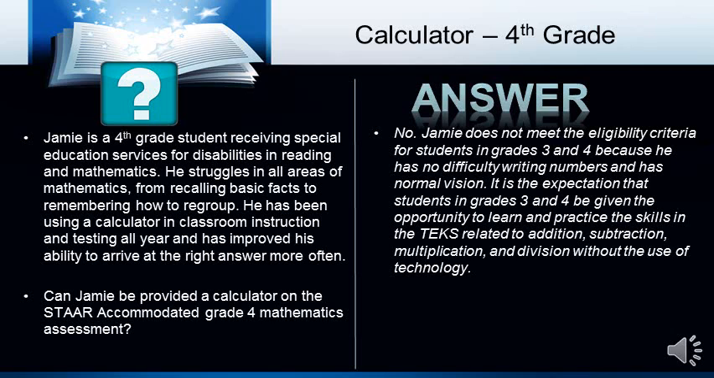The answer is no. Jamie does not meet the eligibility criteria for students in grades 3 and 4 because he has no difficulty writing numbers and has normal vision. It is the expectation that students in grades 3 and 4 be given the opportunity to learn and practice the skills in the TEKS related to addition, subtraction, multiplication, and division without the use of technology.